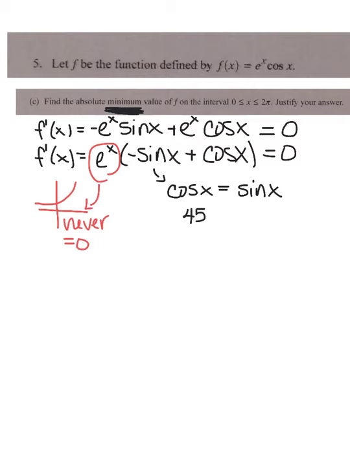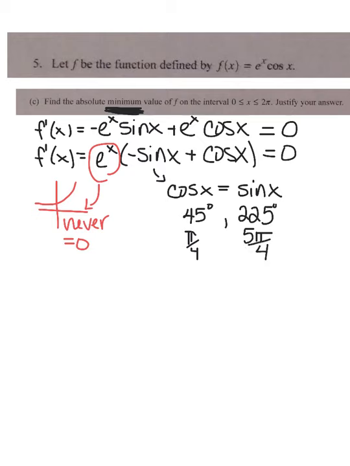I'll put it in degree form for you for now, and also 225 degrees, because in the third quadrant, sine and cosine are both negative, so they would have the same value. Okay, so for 45 degrees, we can't write it like that, so that's pi over 4. And then 225 degrees is 5 pi over 4.